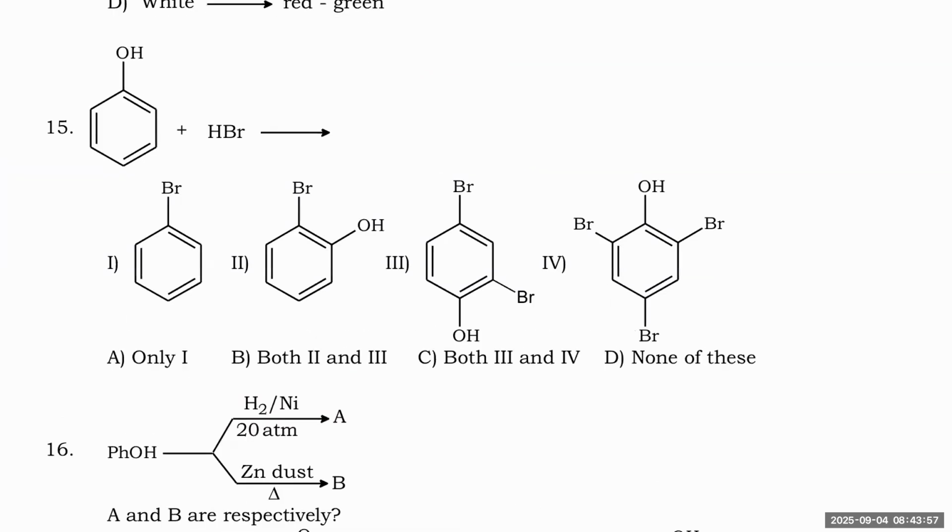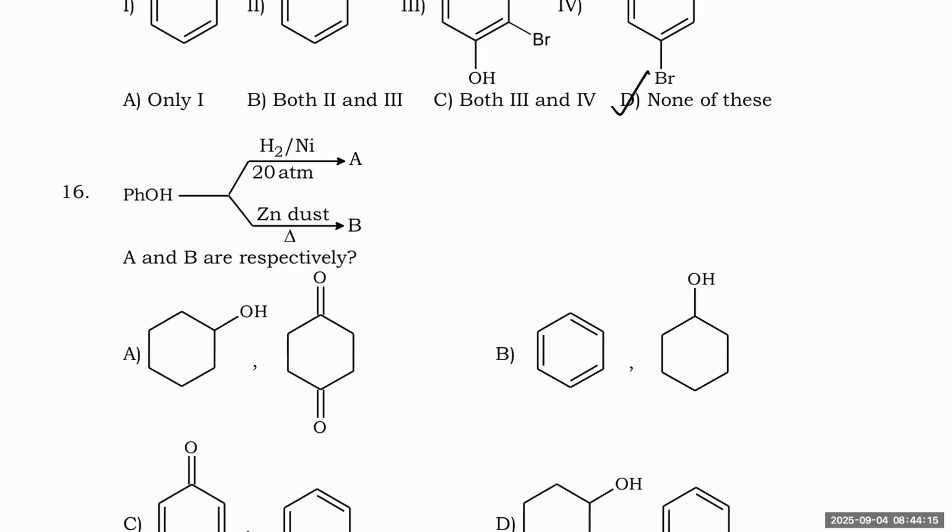Correct. This is an acidic group. This is an acidic group. So will you see much reaction happening here? No. Do you see any of the product forming here? None. Clear, beta? Yes, sir.